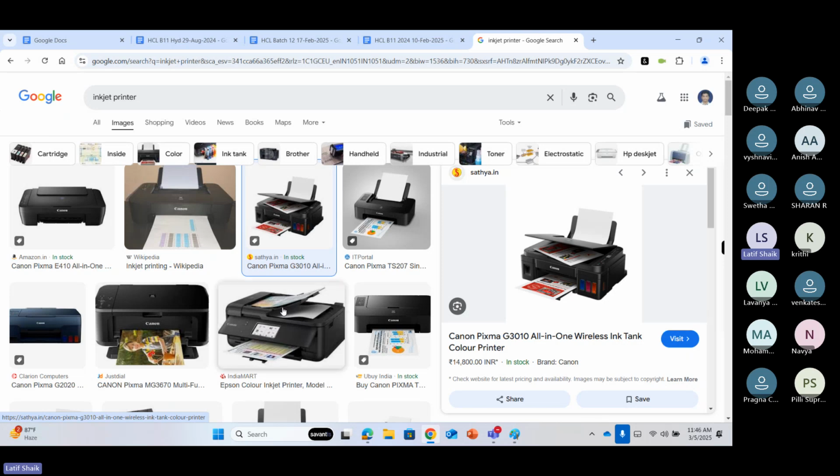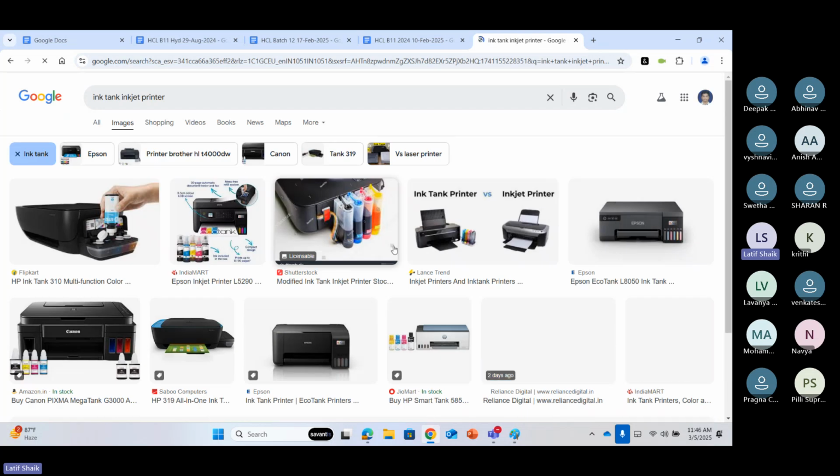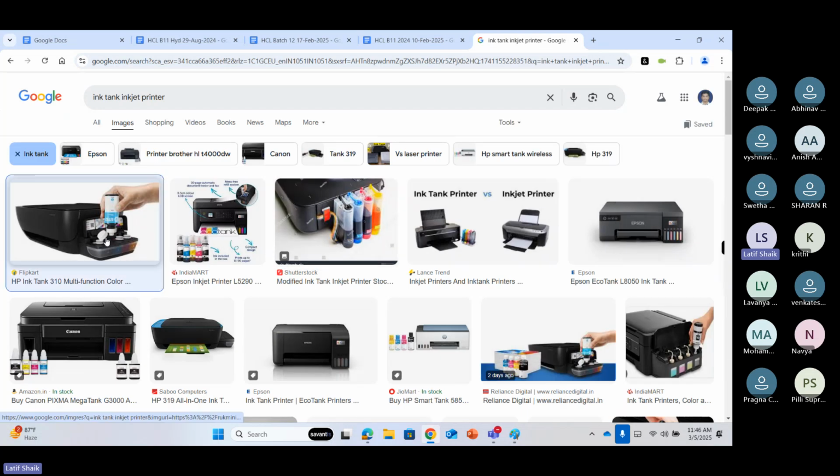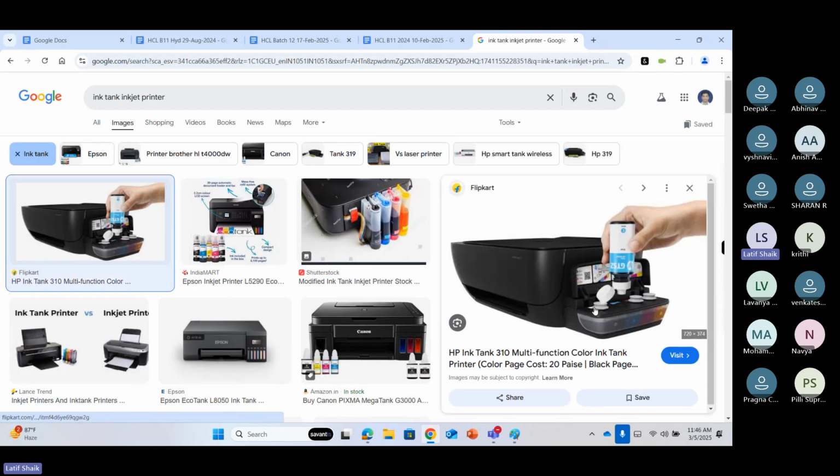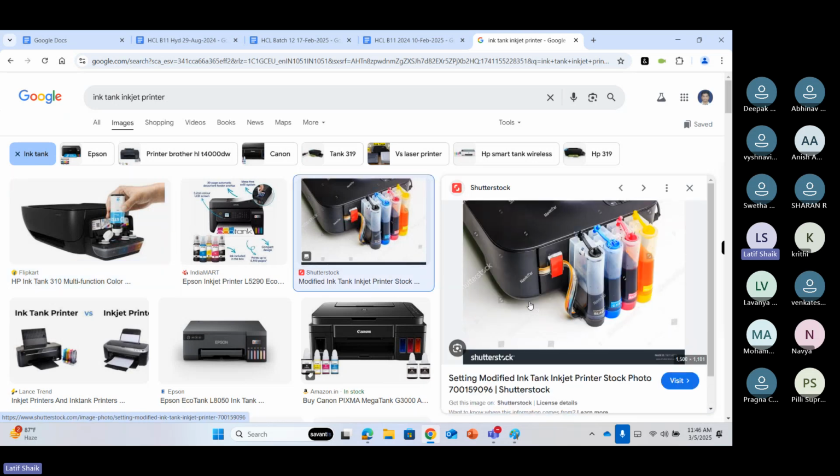Instead of single cartridges, you can use this ink tank printer style, where you can directly pour ink into these boxes and take very high print volumes. Compared to regular inkjet printers, with ink tank printers the per-print cost is reduced, but the printer cost is higher. The printer cost starts at around 10,000 to 11,000.